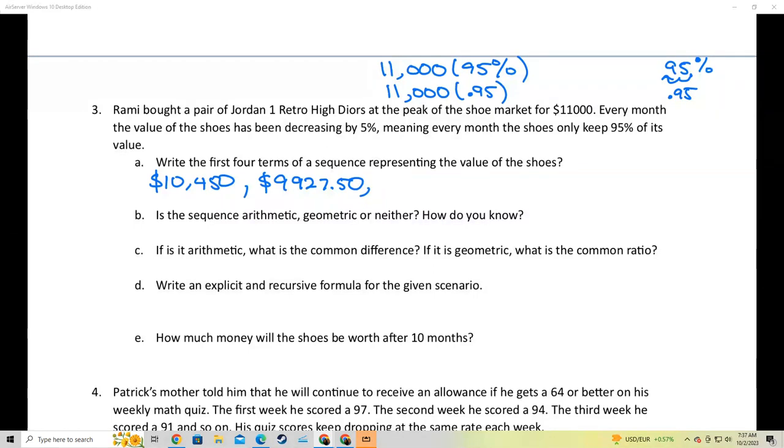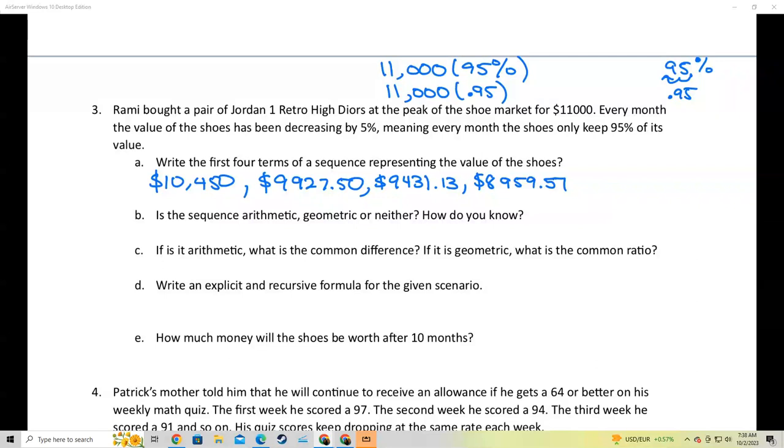So again, don't hit clear. You're just going to hit times 0.95, hit enter. And now my new number is $9,431.13. Don't hit clear, just hit it again. So we're going to go times 0.95. And now my final answer is going to be $8,959.57.